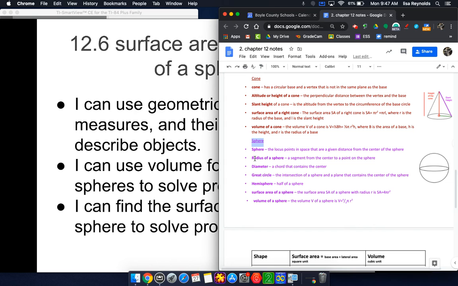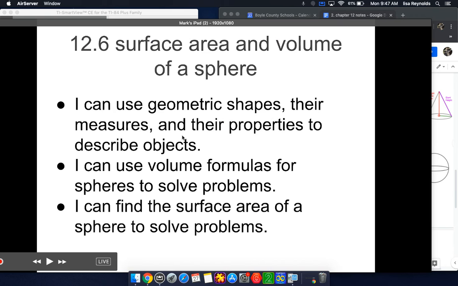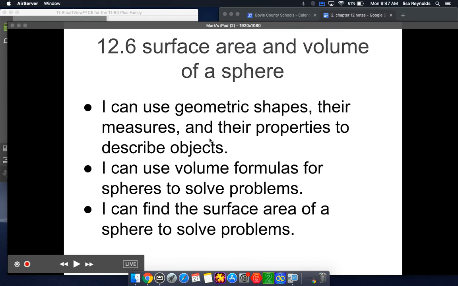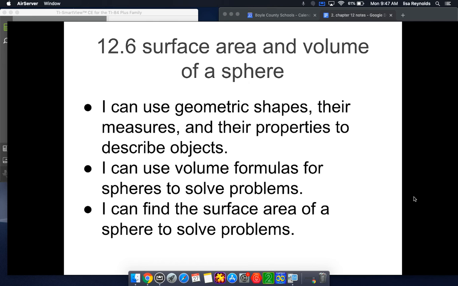Sphere, the radius, diameter, you're going to see a lot of things with spheres that are in common with circles, because it's basically a series of a bunch of circles all with a common center to create a three-dimensional space. Also, if you have printed out the examples, you may want to get out the examples. So we're going to go through 12.6, surface area and volume of a sphere.